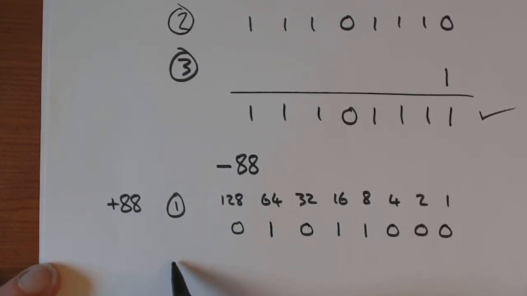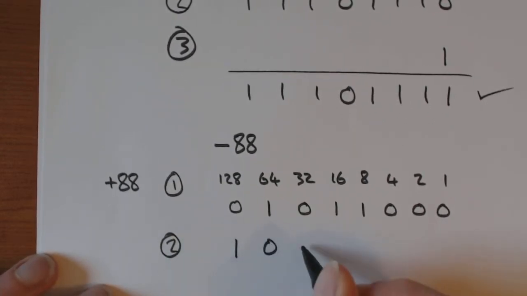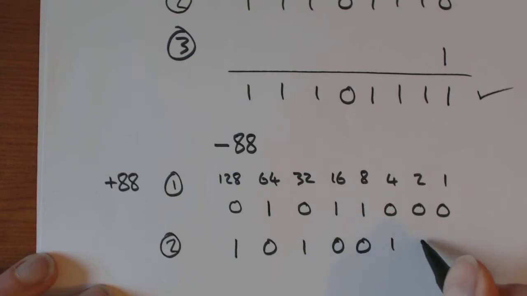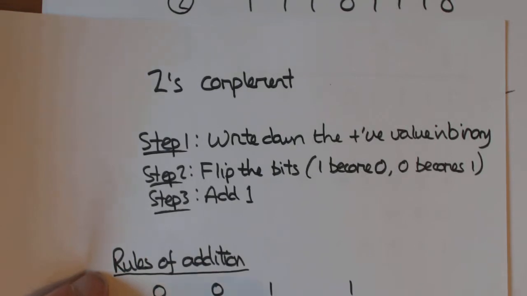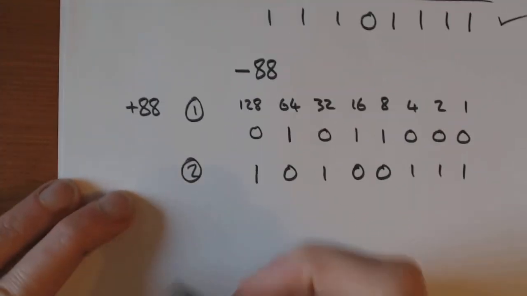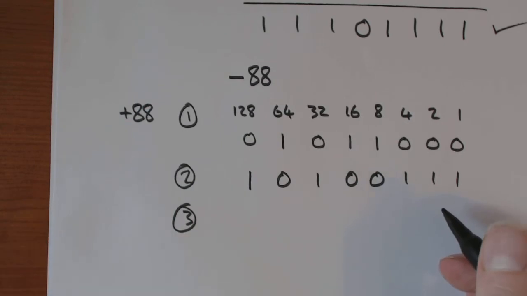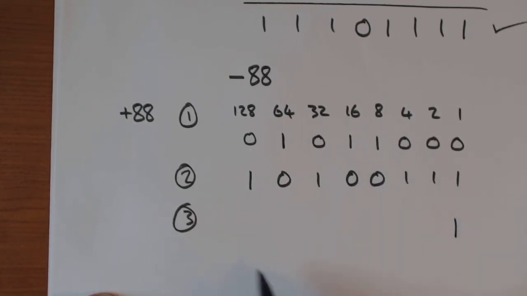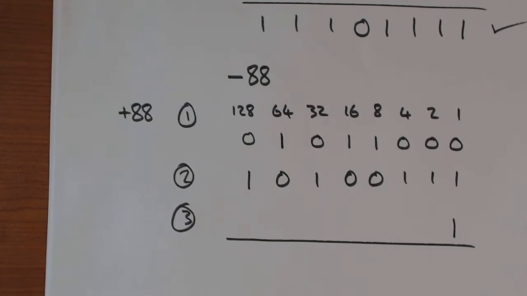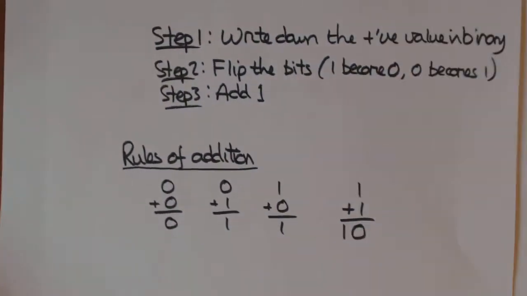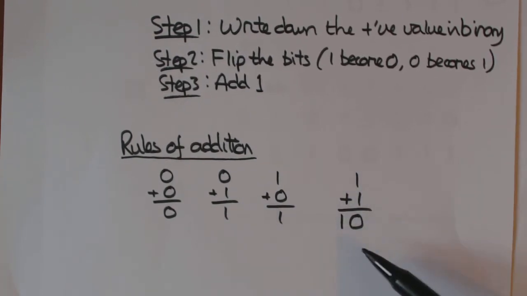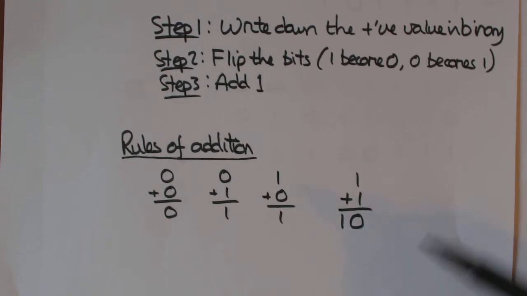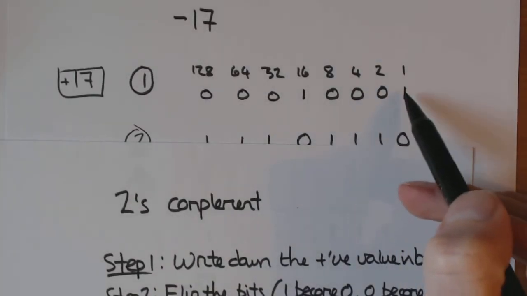Second thing we do is flip it, so each bit just turns to the opposite. So we've done step 1, step 2, and then we just add 1. That's step 3, you add a 1 to it. This one's a wee bit trickier. If you remember the rules of addition, you can remember it as decimal: 1 plus 1 is 2, and what is 2 in binary? That's a 1 and a 0.